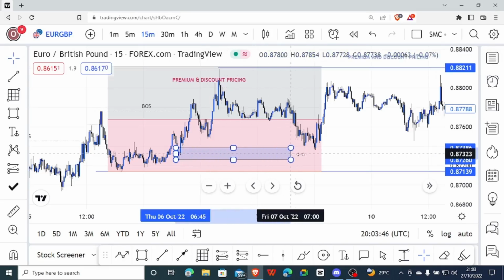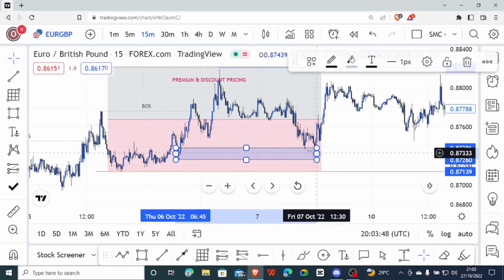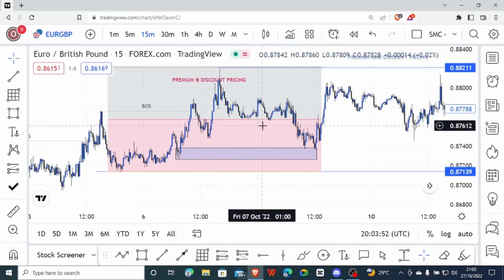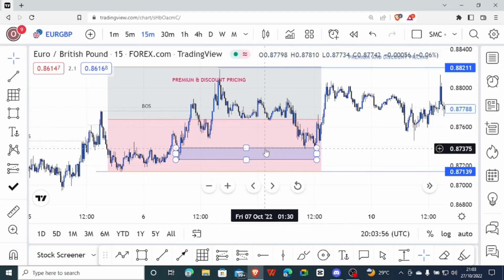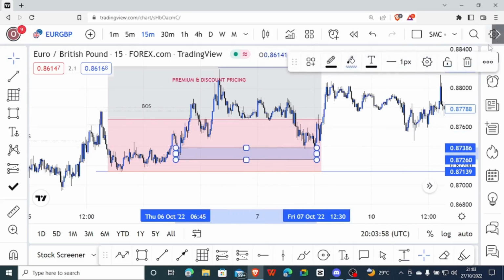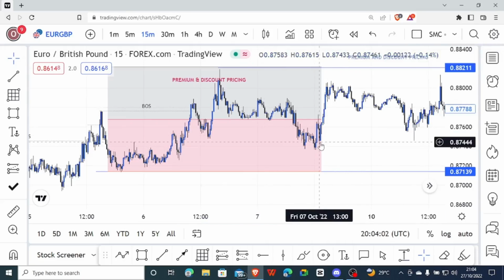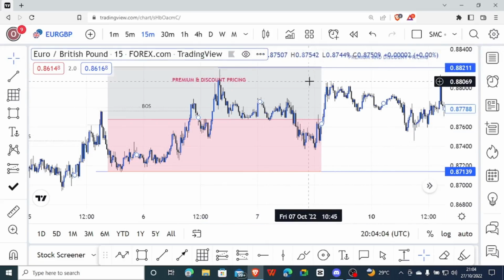Now, as you can see, price came and tapped into that OB. This is your OB here. It tapped into the OB and started moving higher. Can you see that? So let me clear up the chart again.